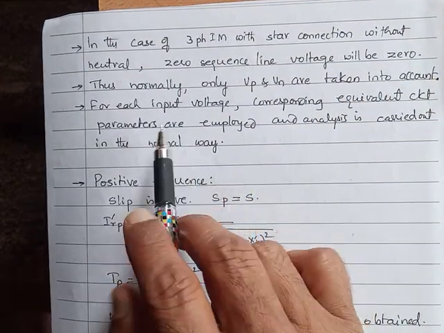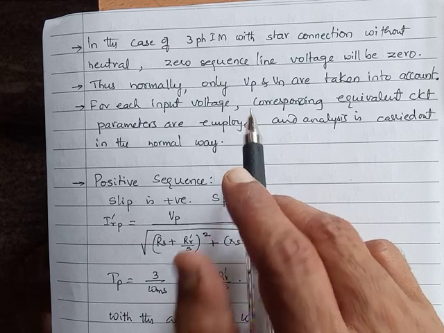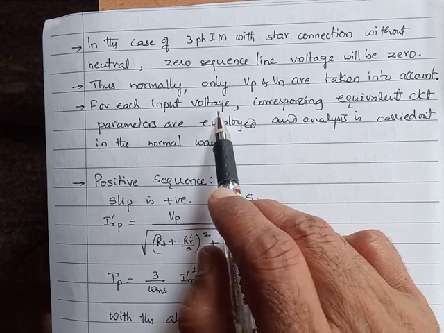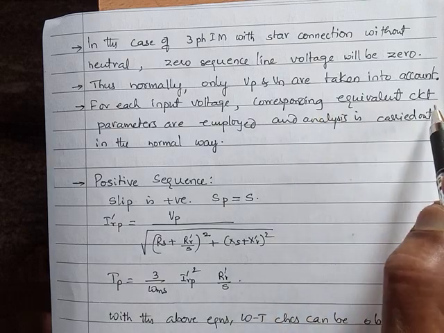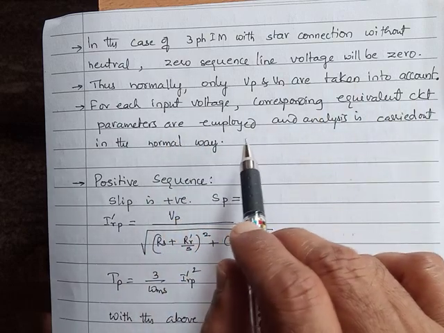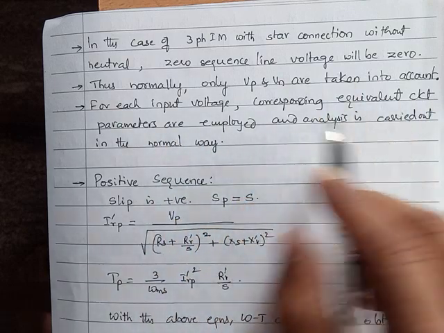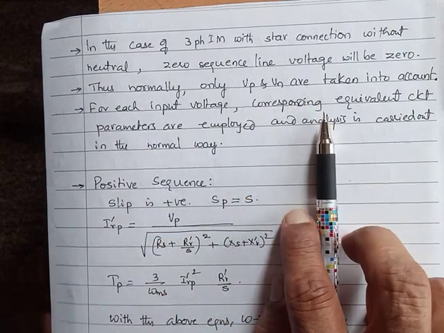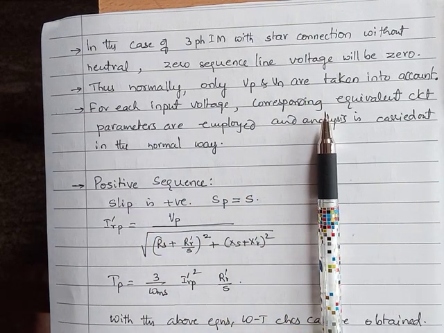And for each input voltage, positive sequence voltage or negative sequence voltage, the corresponding equivalent circuit parameters are used, and the analysis is carried out in the normal way. We know the analysis of the induction motor. We consider the input voltage, we use an equivalent circuit, then we try to find the current, voltage, torque, etc. The only thing is that the equivalent circuit we should take correctly, take properly.